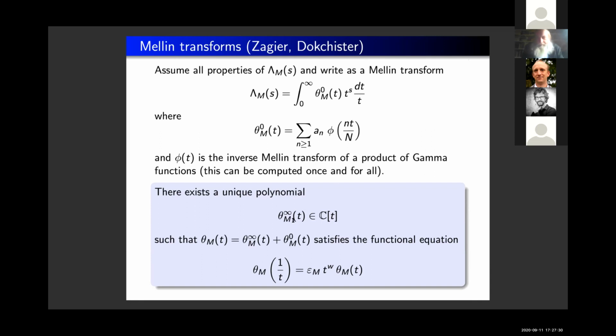So now what happens is that this function theta 0 can be completed into theta, what I'm going to call theta m, by adding an extra term theta infinity, which is just a polynomial. So you correct it with a polynomial, and then the completed theta satisfies this very beautiful functional equation. When you invert t, you get t to the w. That's the same w that occurs in the functional equation for lambda, and the epsilon is the same sign in the functional equation, times theta.